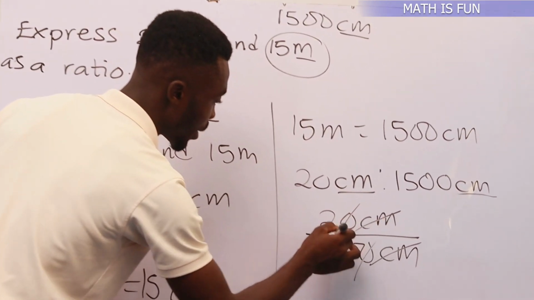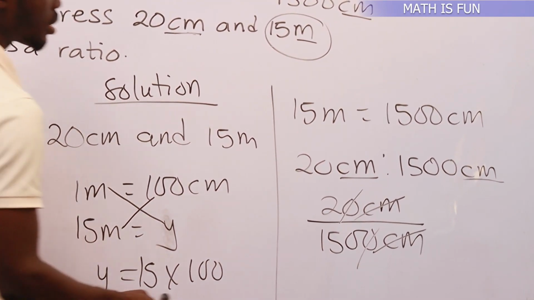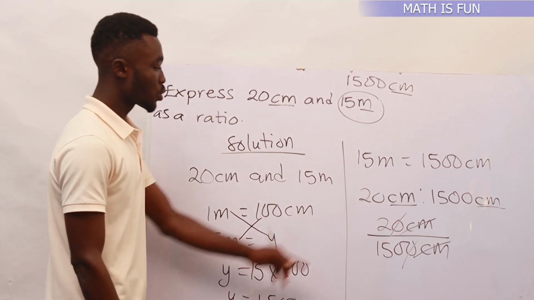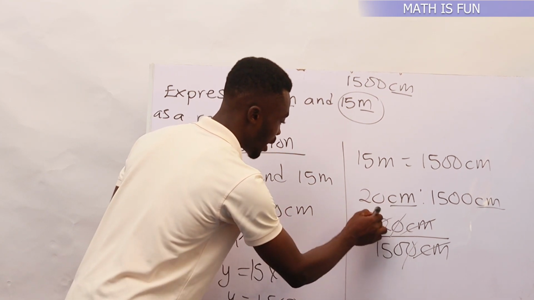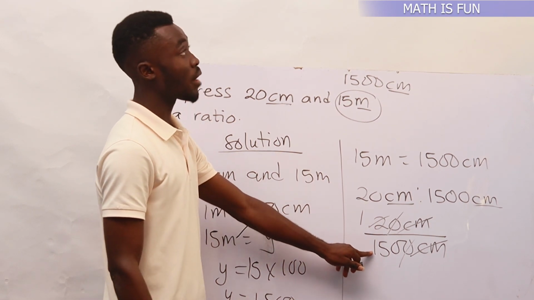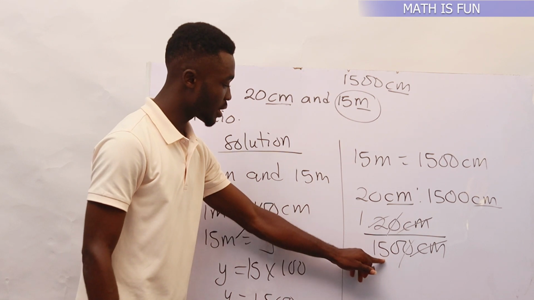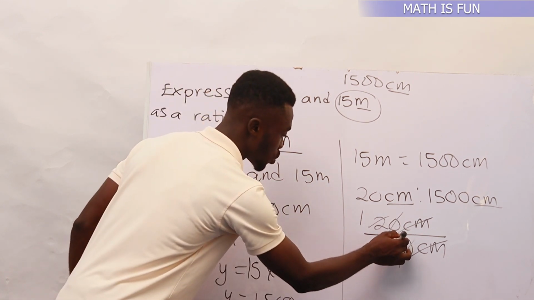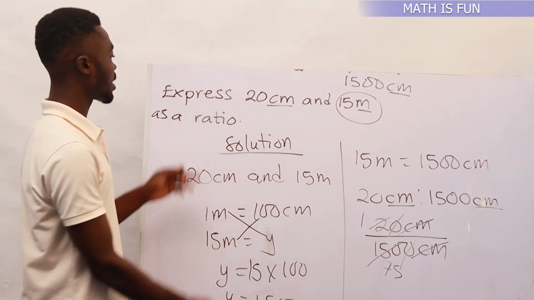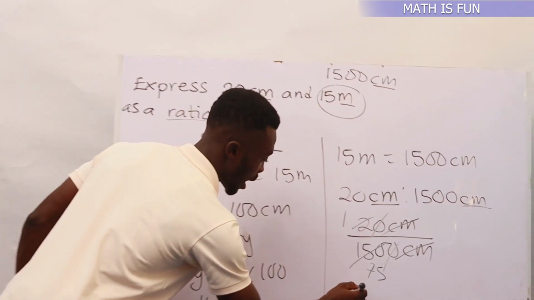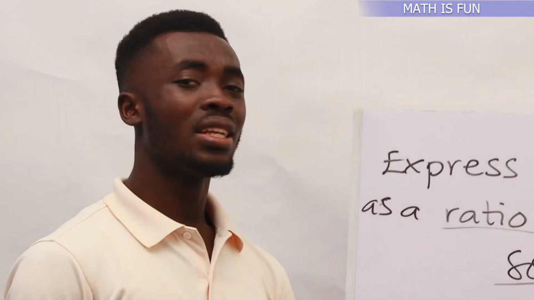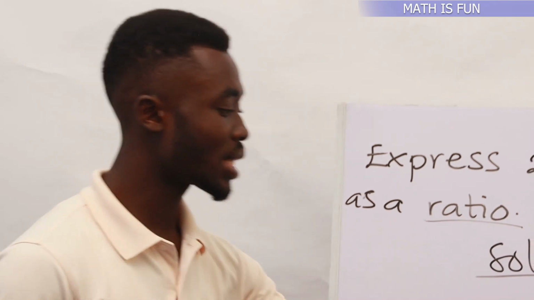Now this 0, we take away the 0. Then we have 2 over 150. Now 2 here can divide itself and can also divide 150. 2 divides itself 1. Now 2 will go into 100 50 times, and it will go into 50 25. So that means 2 will go into 150 75 times. This is in the form of a fraction, but we are supposed to write it as a ratio. So the answer here will be 1 is to 75.